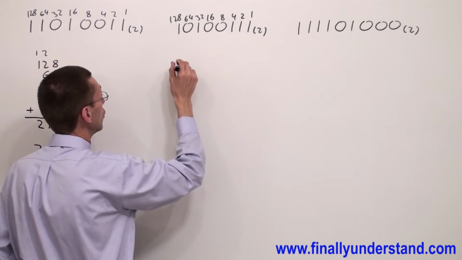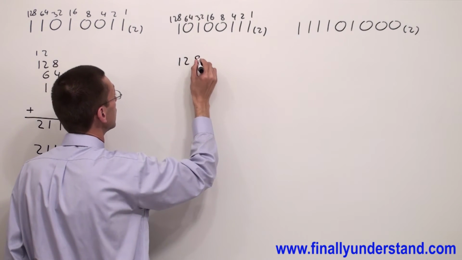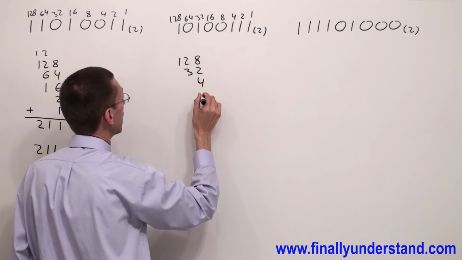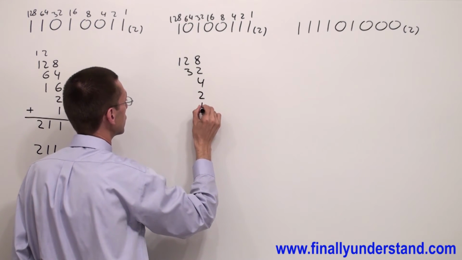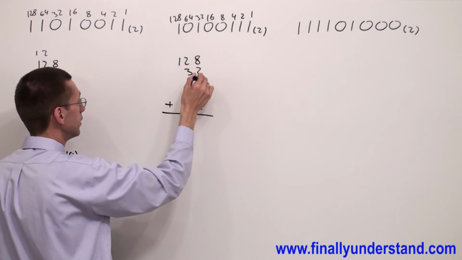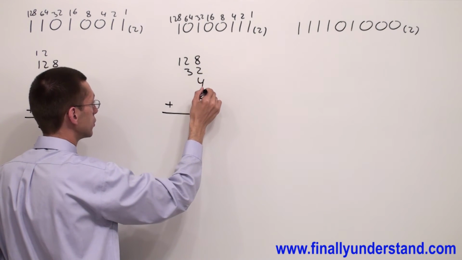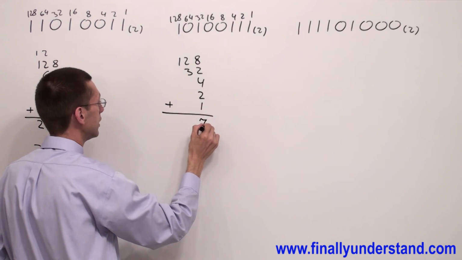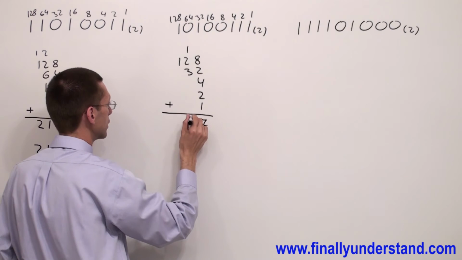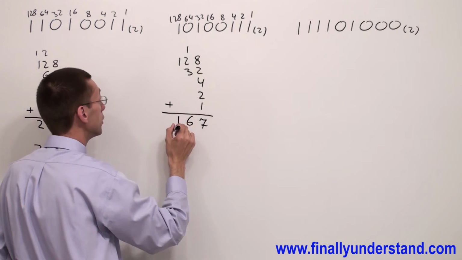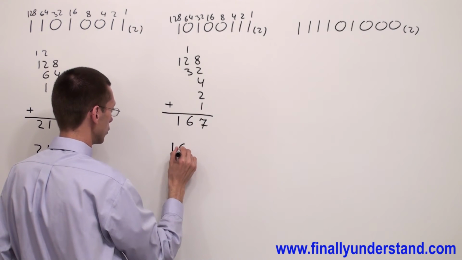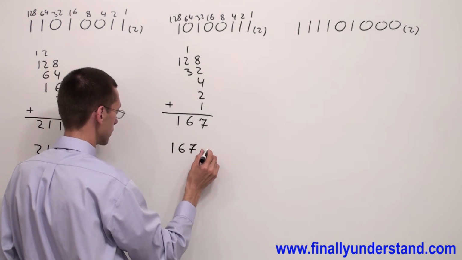So I have 128 plus 32 plus 4 plus 2 and plus 1. 8 and 2 is 10, 14, 16, 17. 3 is 6 and 1. So this binary number is equivalent to decimal 167.